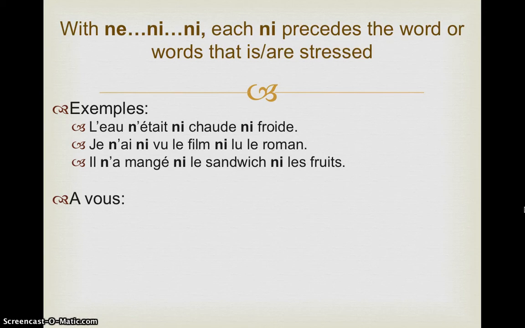Now in the second example, je n'ai ni vu le film ni lu le roman, you're putting the ni in front of the verbs because that's what's being stressed. And then in the third example, elle n'a mangé ni le sandwich ni les fruits, you're putting the ni in front of the noun because that's what's being stressed. So whatever is being stressed with the neither nor, that's where you put the ni in front of that thing. So again, pause the video and do the practice and see how you do.